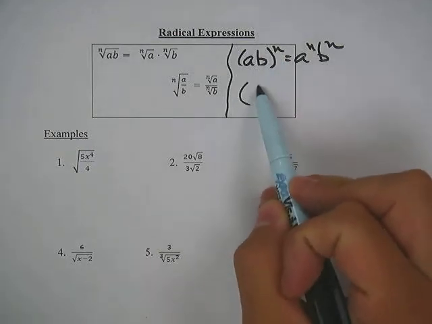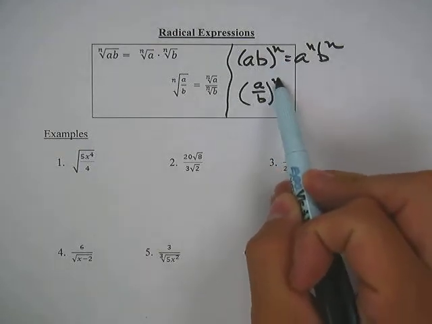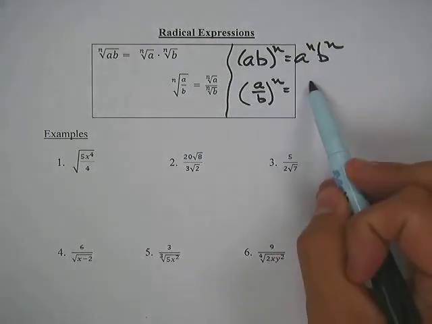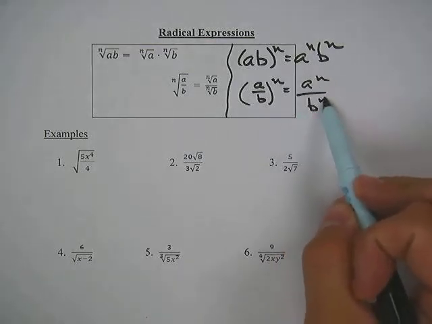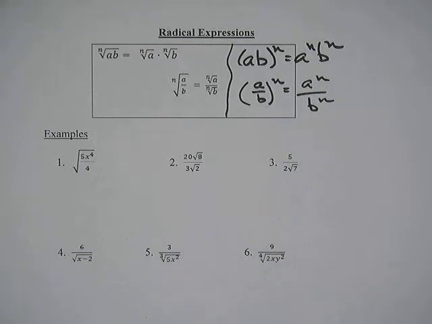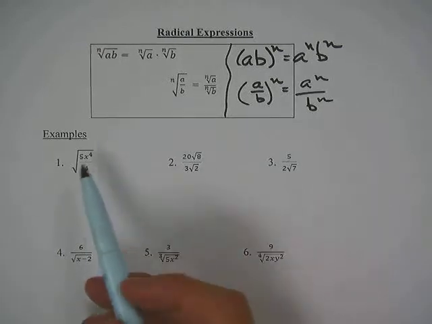And the same thing here. If I had (a over b) to the n, that would be the same thing as a to the n divided by b to the n. Okay, so let's take those ideas and see if we can simplify some radical expressions.